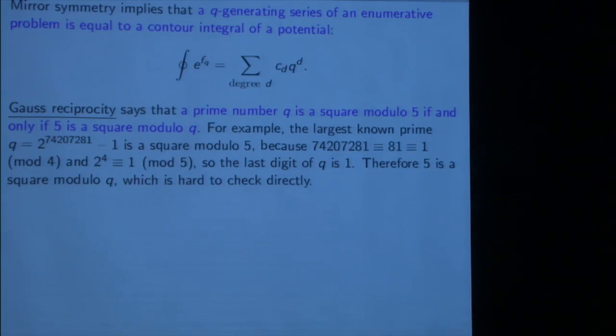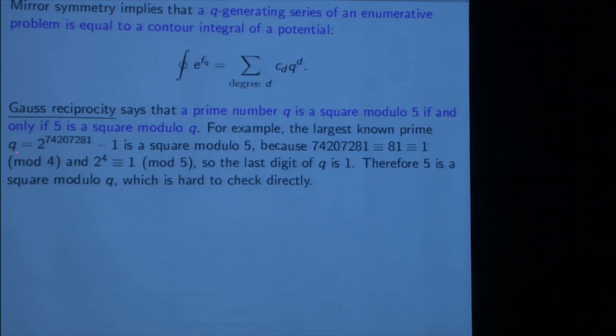Yeah, and to give you an idea of what reciprocity is, let me tell you what Gauss reciprocity is, if you haven't seen it before. So it says that a prime q is a square mod 5 if and only if 5 is a square mod q. So it was one of Gauss's favorite theorems, and he came back to it many times, giving different proofs. So it's very useful in practice.